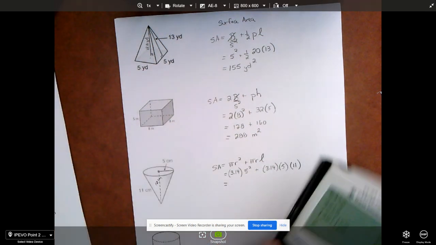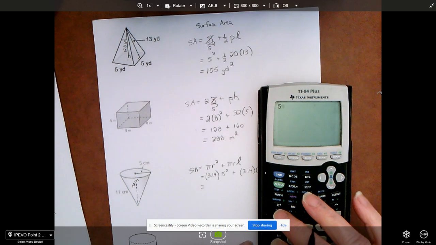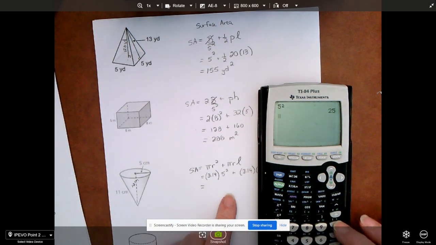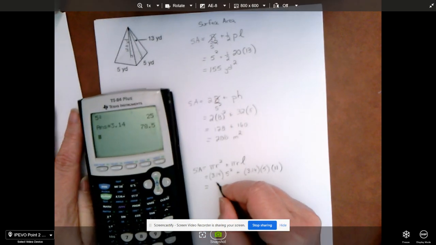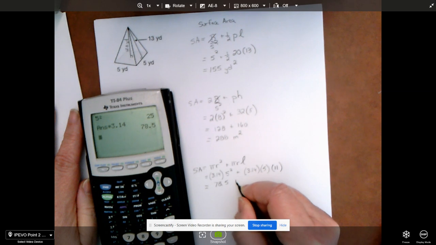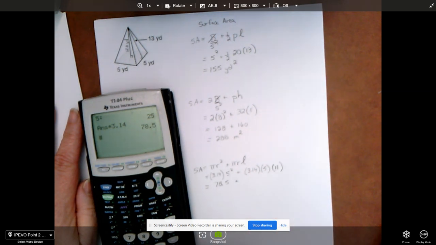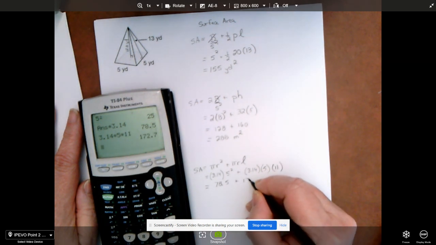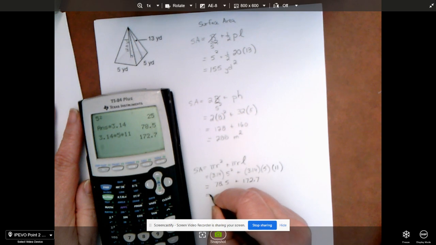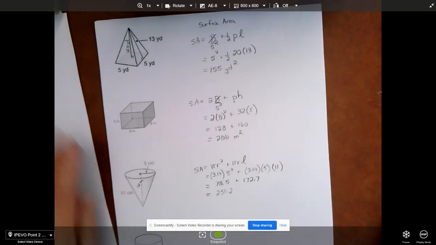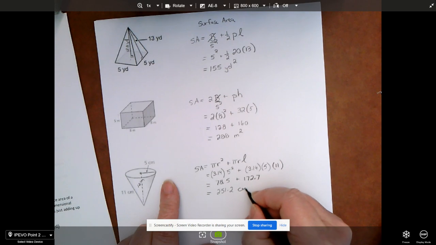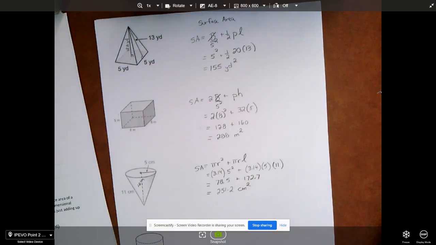All right, let's do some math here. 5 squared is 25 times 3.14, which is going to give me 78.5, plus, I'm going to multiply this together, 3.14 times 5 times 11 is going to give me 172.7. I'm going to add those together, and I'm going to get 251.2. Again, my units are centimeters, it's area, so centimeters squared.